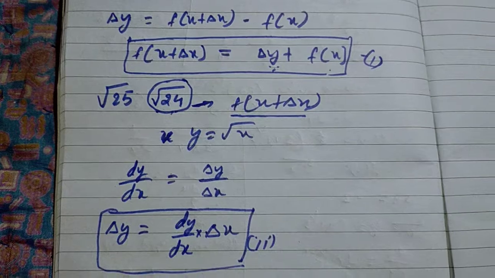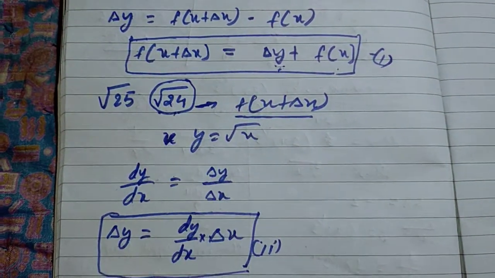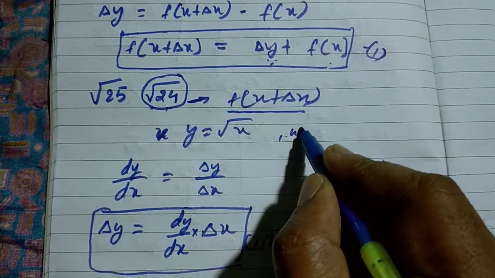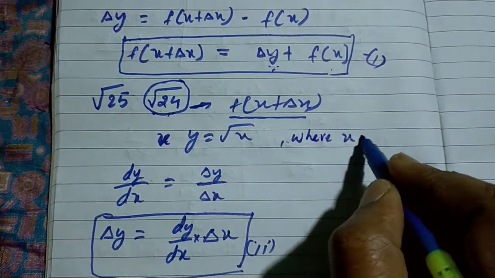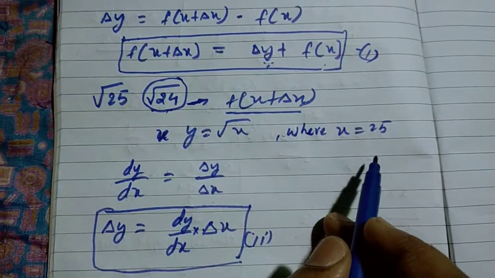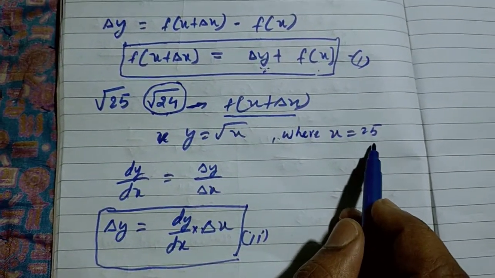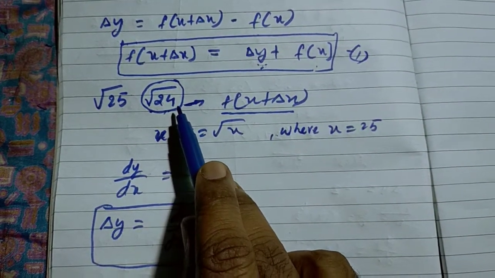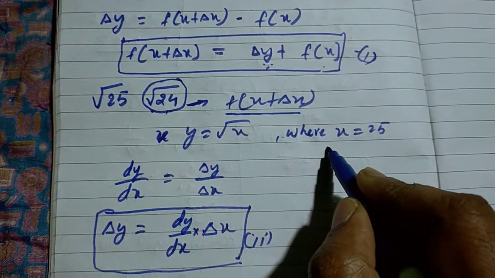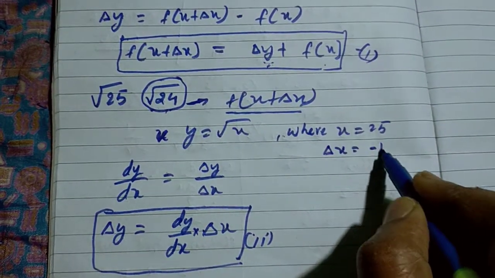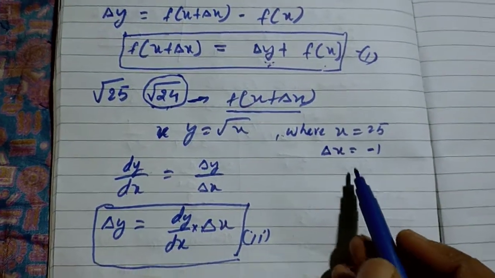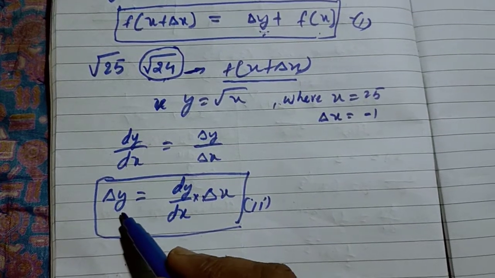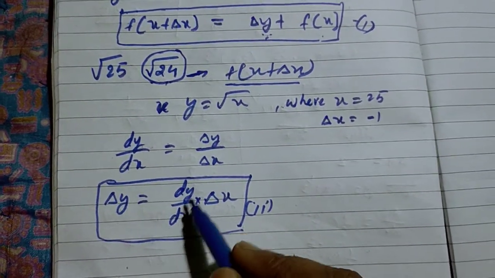In the same question you can see, under root 24, what is delta x? Here x equal to 25, but the given is 24, so x value decreases, that is delta x is negative, therefore delta x is minus 1. Now to find delta y we have to find dy by dx.